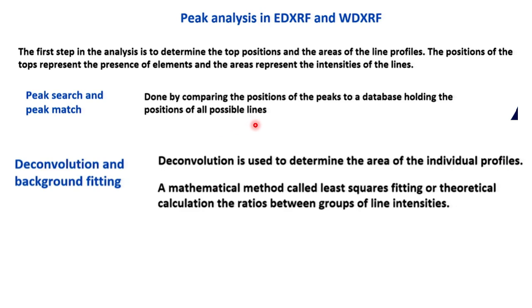Similarly, peak search and peak matching can be done just by checking the database holding the position of all possible lines. And next thing, if two peaks are very much merged with each other, then you need deconvolution. Deconvolution is used to determine the area of the individual peak. So whenever two different peaks are merged with each other, in that case you need deconvolution. That is a mathematical method called least square fitting, or theoretical calculation of the ratio between the groups of lines and intensity.